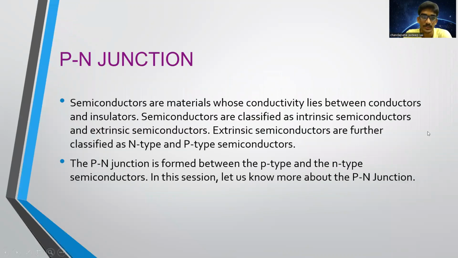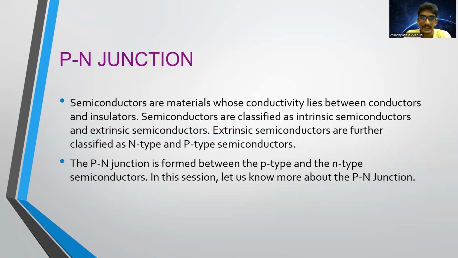PN junction diode. Semiconductors are materials whose conductivity lies between conductors and insulators. Semiconductors are classified as intrinsic semiconductors and extrinsic semiconductors. Extrinsic semiconductors are further classified as N-type and P-type semiconductors. The p-n junction is formed between the p-type and the n-type semiconductors. In this session, let us know more about the p-n junction.